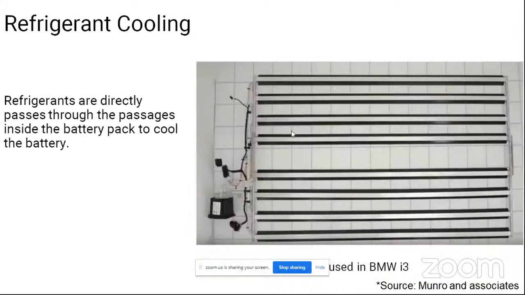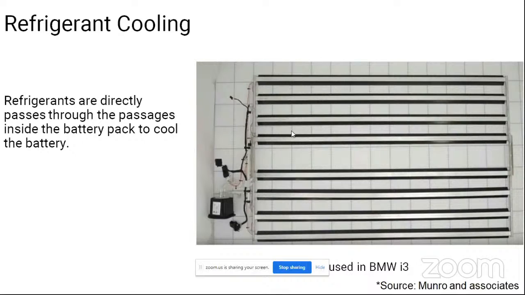The second method is refrigerant cooling. Some vehicles have huge battery packs, maybe 90 kilowatt hour, 100 kilowatt hour, or more than that. In that condition, we can't rely on the air cooling system. See, this is the battery pack for the BMW i3. They are using a refrigerant cooling system. How is this happening? Refrigerants are directly passed through the passages inside the battery pack to cool the battery.